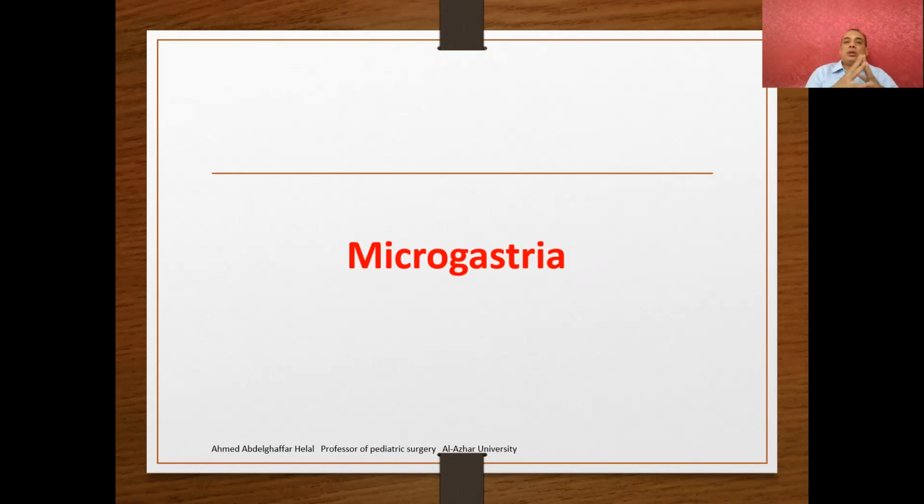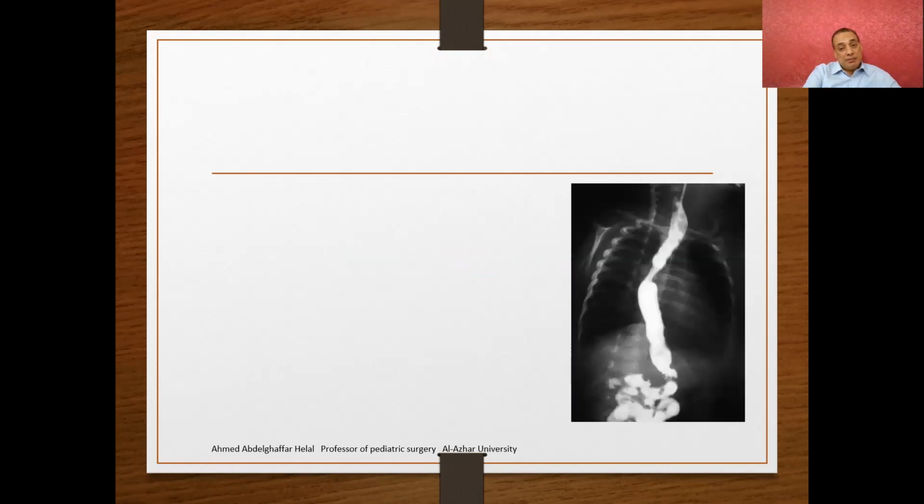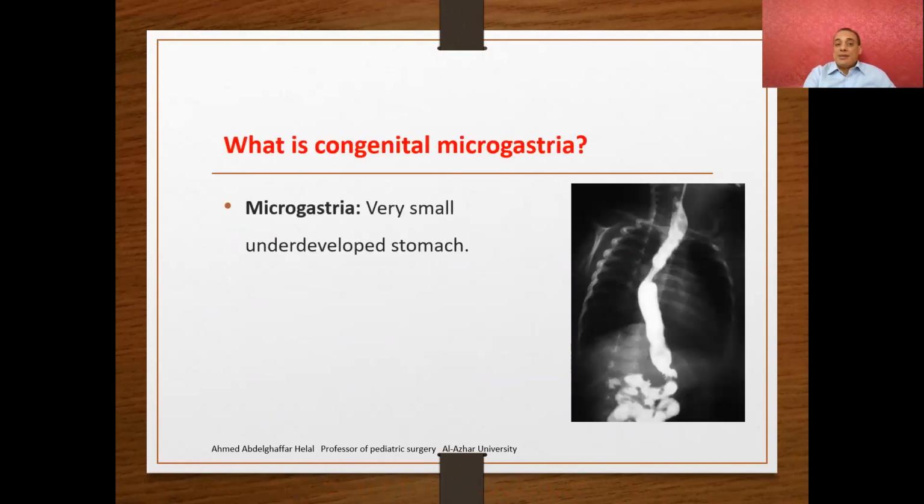Now we will speak about another pathology which is called microgastria. From the name, micro means small, gastria means stomach. What's microgastria? Very small, underdeveloped stomach. May be related to abnormalities in the foregut development, dilatation not happened, elongation not happened in the foregut. So it is called microgastria. The spectrum of the condition may extend to what's called agastria, complete absence of the stomach, no stomach.